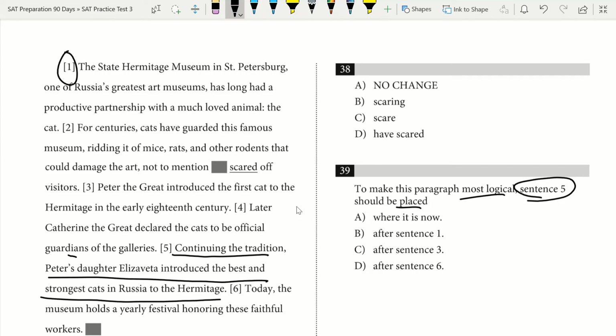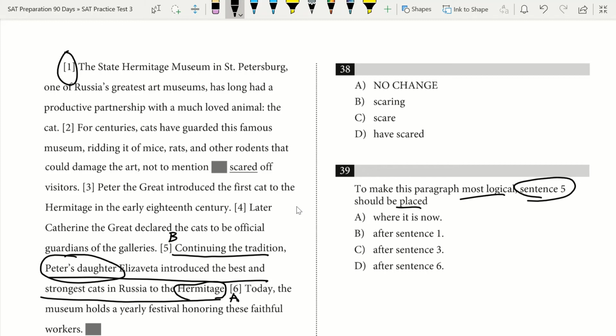I want to see Peter come before this then, since we're talking about his daughter. So before it, I want to see Peter. And then after it, we have introduced the best and strongest cats in Russia to the Hermitage. I want to be talking about something with the Hermitage after it then, with the cats. So I want to talk about something with cats and Hermitage after it, and I want to be talking about Peter before it. So that's how I'm going to place it. Keep in mind we still have to answer 37 as well.